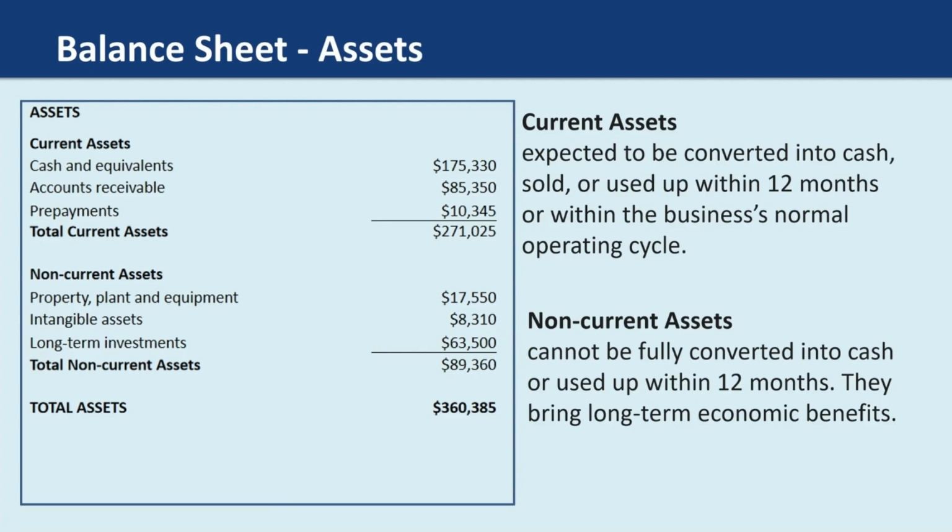Non-current assets are the assets that cannot be fully converted into cash or used up within 12 months. They bring long-term economic benefits. For example, PPE, property, plant, and equipment, which include buildings, machinery, furniture and fittings, computers, office equipment. Intangible assets like software, goodwill, patents, and long-term investment.